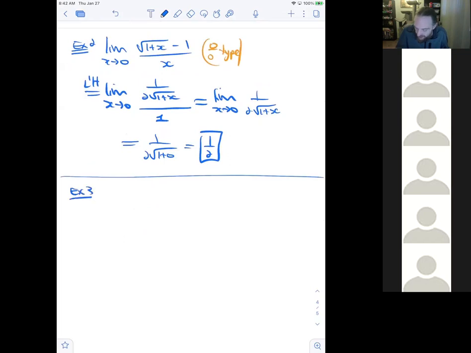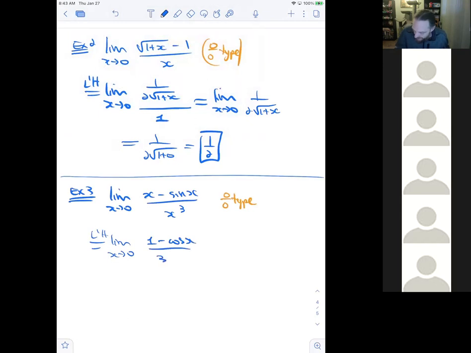Example 3, we may have to do this more than once. So if I have the limit as x approaches 0 of x minus sine x over x cubed, I check this is 0 over 0 type, and so I can use L'Hopital's rule. L'Hopital's rule therefore tells me that this is the limit as x approaches 0 of 1 minus cos x over 3x squared.